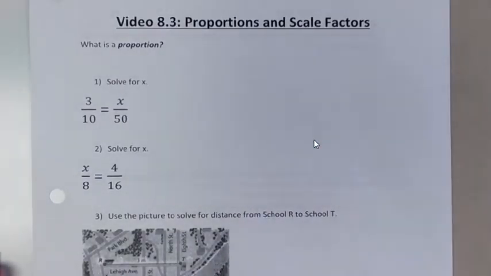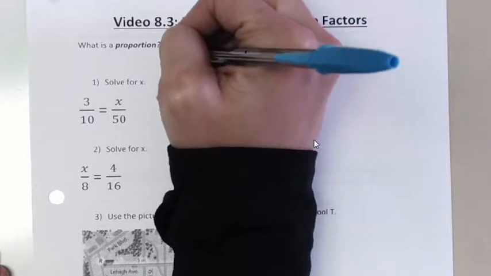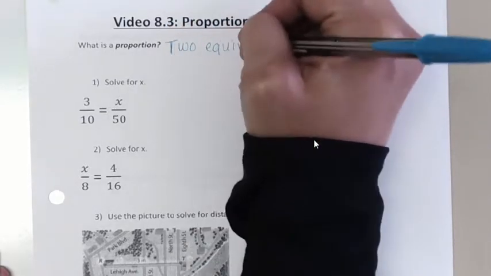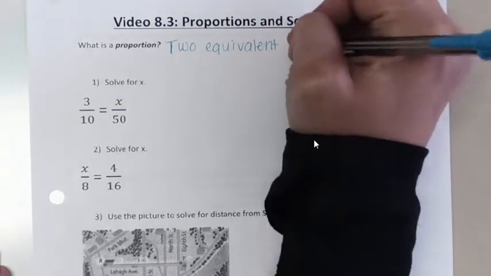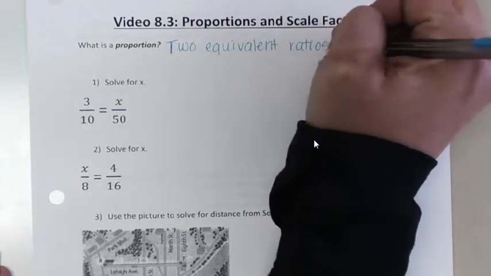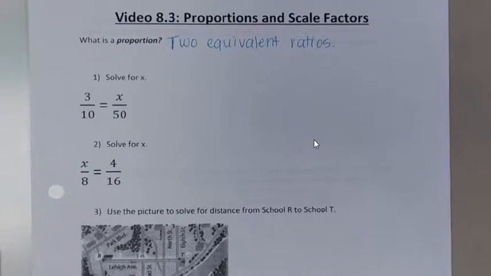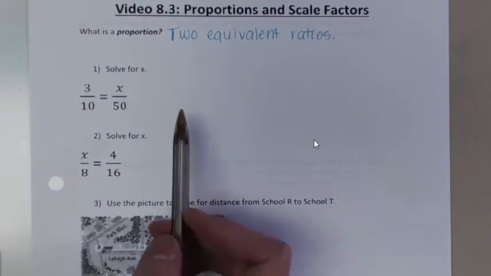What is a proportion? Well, a proportion is just two equivalent ratios. So I have good news for you. You've already been doing proportions and you haven't even known it. When you set up a ratio and you find something that is equal to it, you have then found a proportion. Okay, so we're going to look at a few problems.